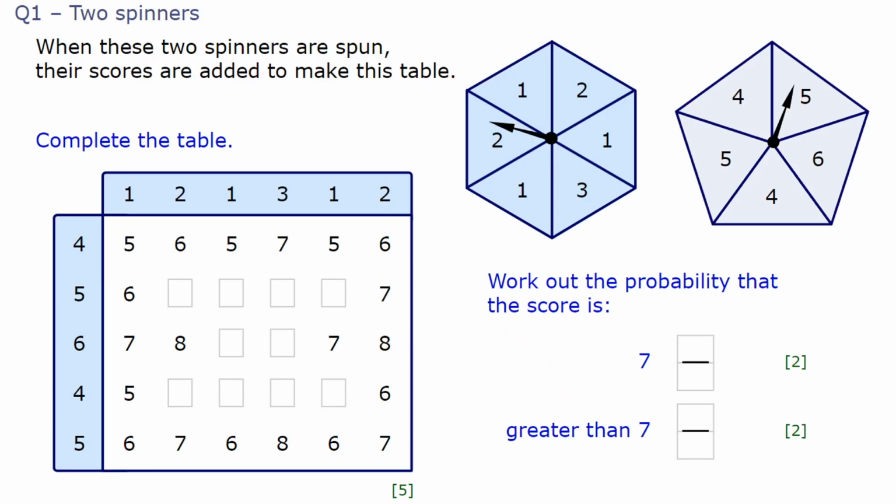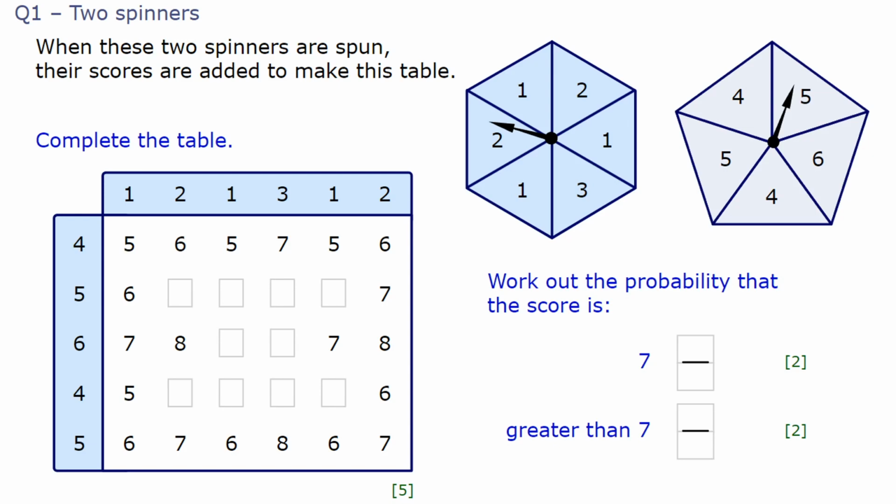Now let's take a look at if we have 2 spinners. For these 2, first things first is we need to know how many combinations we have. In total, there's 1, 2, 3, 4, 5, 6, 7, 8, 9, 10, 11, 12, 18, 24, 30 different combinations. Excellent.